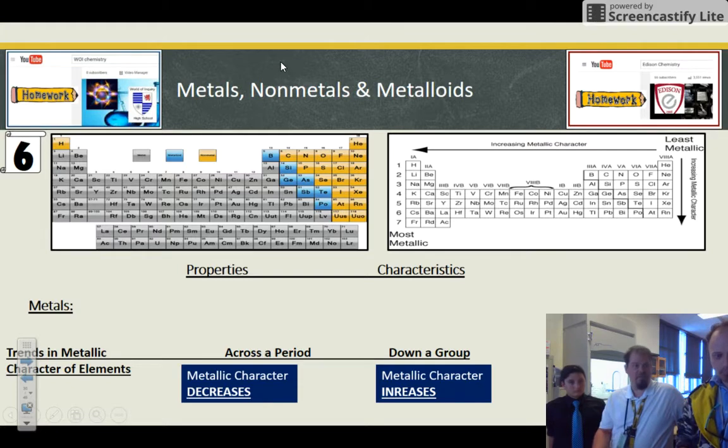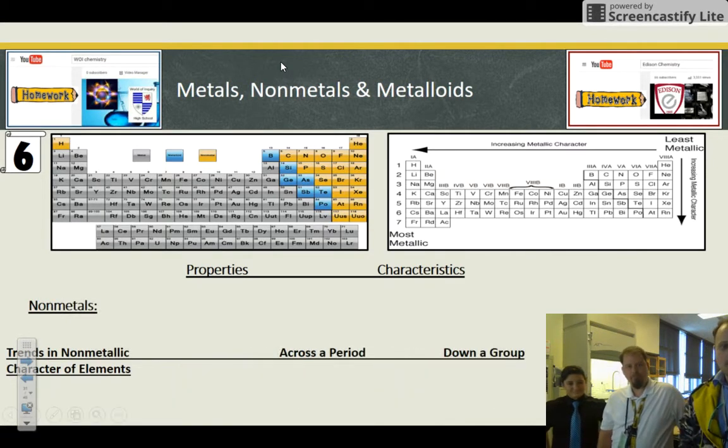Yes, and we said that the characteristic of a metal is to lose electrons. Metals are one of the defining losers. That's how you've always said it. Metals are losers. Yep. All right.